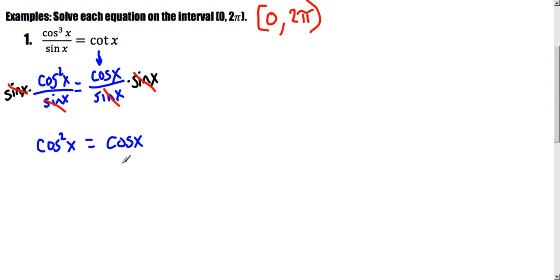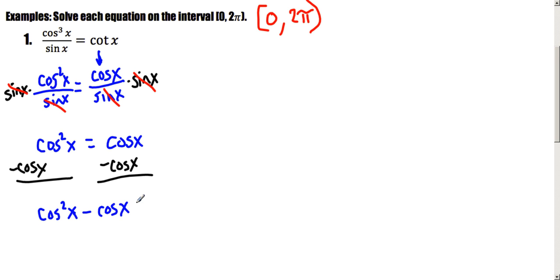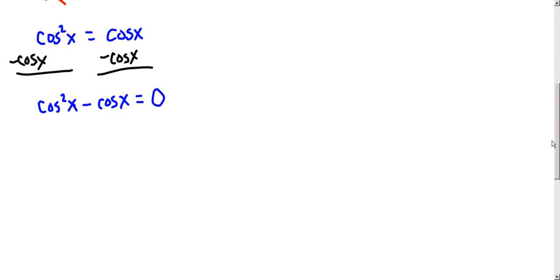So at this point, I want to get all of my trig expressions on one side of my equation. I'm going to subtract cosine of x from both sides. On my left side, I've got cosine squared of x minus cosine of x, and on my right side now, I've just got 0. The benefit of having 0 on the right is that on the left side, we've got two terms that both have a cosine of x factor, so we can factor out that cosine of x.